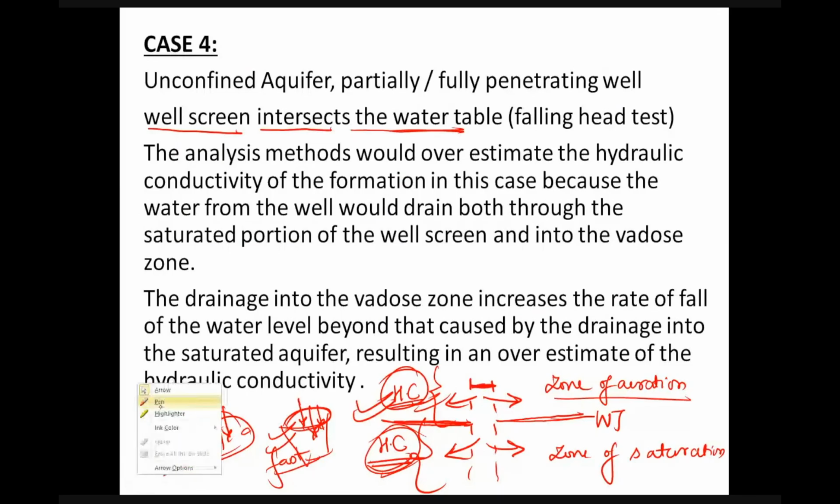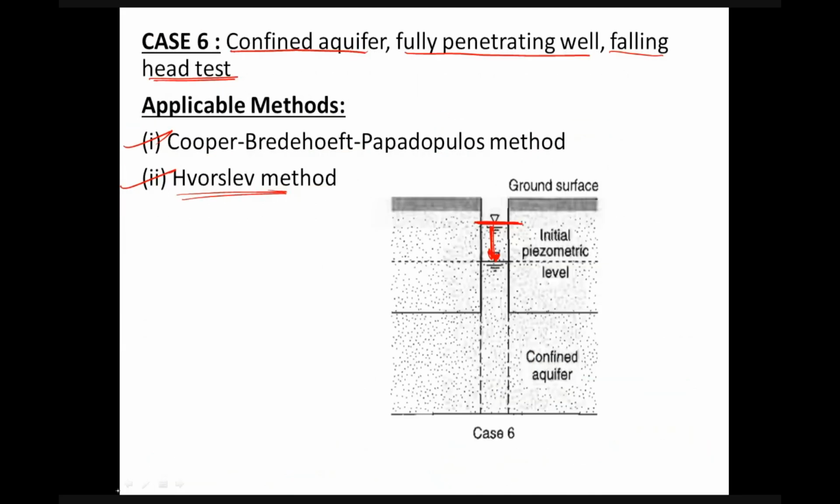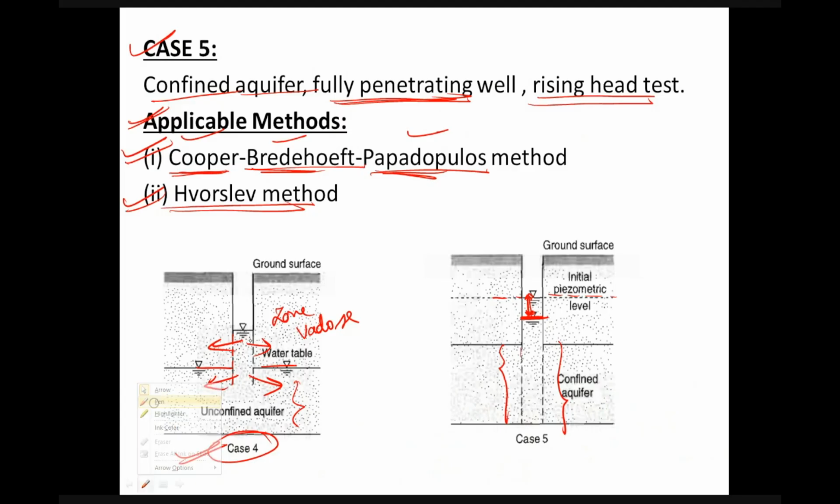Okay, coming to this case 4, we have an unconfined aquifer, partially or fully penetrating well. The well screen intersects the water table, and this is a falling head test. Now, what is the analysis? Let me explain this first. Okay, let's say this is the case 4. Here you can see, let's say we have this well screen and the static water level was intersecting this well screen. Okay, in all the previous 3 cases, the static water level was always above the well screen, but here it is intersecting the well screen.